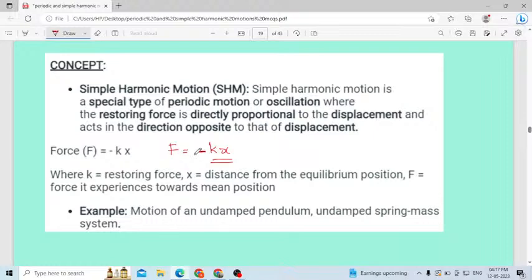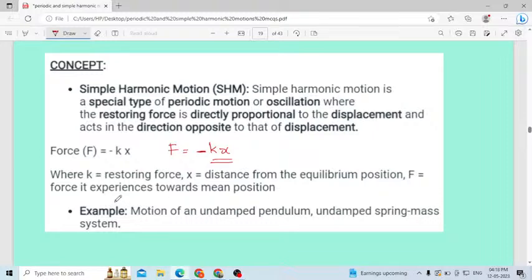Simple harmonic motion, everything I explained in the theory class. Please see the theory class, then come back; it will be easy for you. To answer this MCQ question, when you watch the theory class it will be easy, because I explained all these concepts in detail. Where k is the restoring force constant, x is the distance from the equilibrium position, and F is the force it experiences towards the mean position.